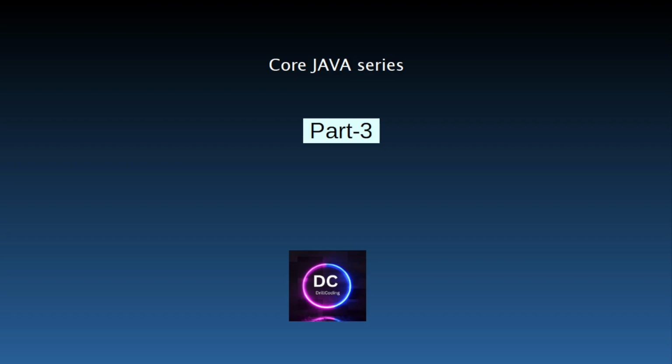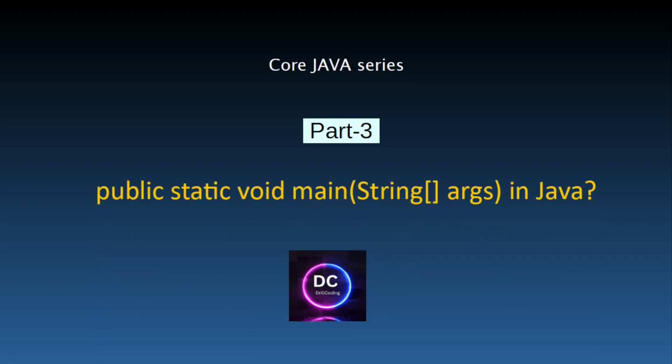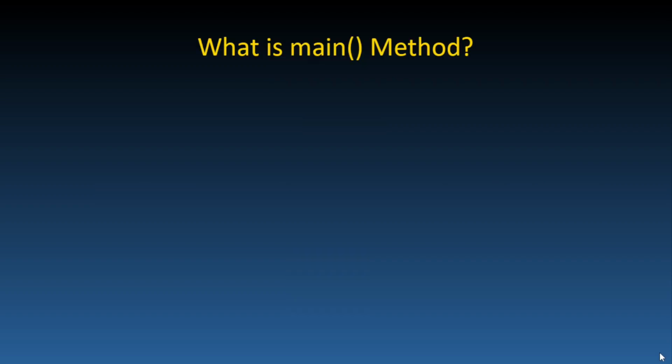This is part 3 of our core Java series, and in this video I'm going to explain why the main method looks like this in Java, why we write public static void. So let's get started. First of all, understand this.